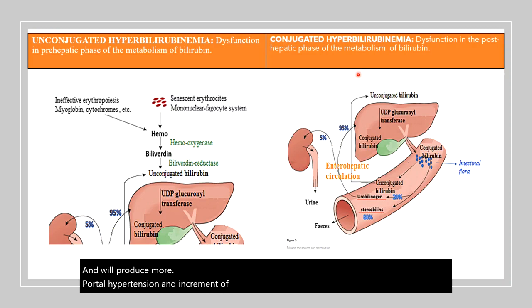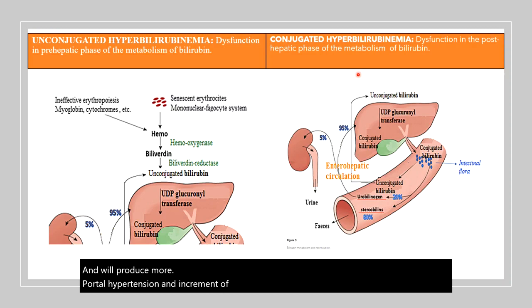Let's continue with the post-hepatic phase. In the post-hepatic phase, after the bilirubin is conjugated, it will go through the bile ducts to the cystic duct, and it will be stored in the gallbladder.